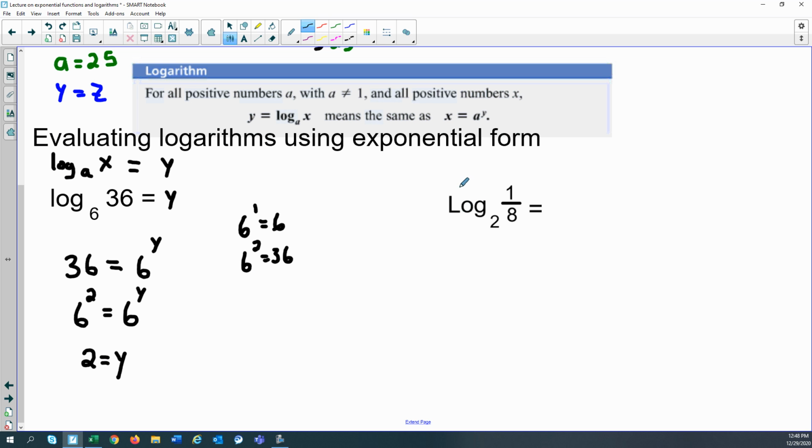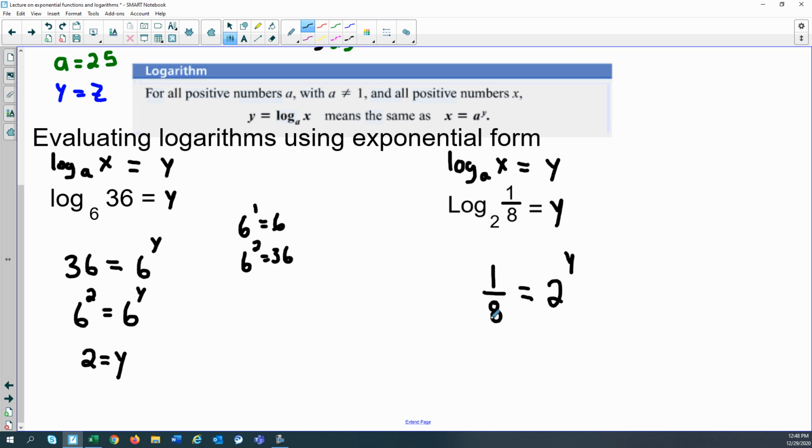Let's try another one. Again, I'm going to write the log base a of x equals y so that it fits my form. And again, we're trying to find y here. And we're evaluating this log function. So if we convert it to exponential, our x value is the 1 over 8 equals our a value, which is base there of 2 to the power of y.